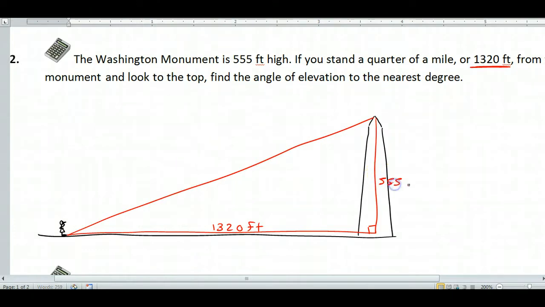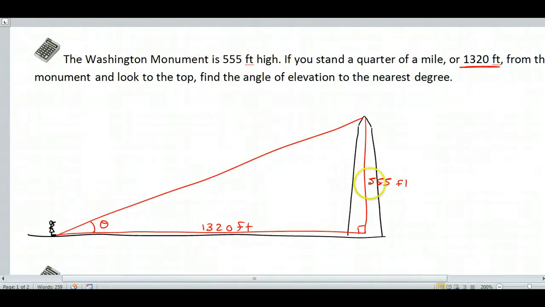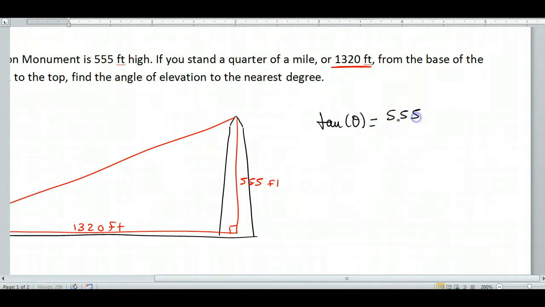That's 555 feet. And so let's figure out this angle there. Of course, we're going to be playing with the opposite and the adjacent, so we're playing with the tangent. So the tangent of theta is 555 divided by 1,320, right? But we don't want the tangent, we want the angle of elevation. So if you remember, this is the output, and this is the input. And I'm looking for the input.